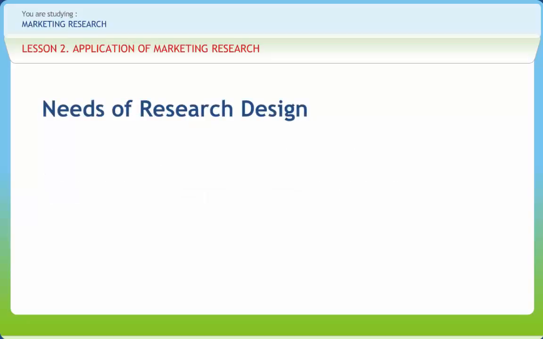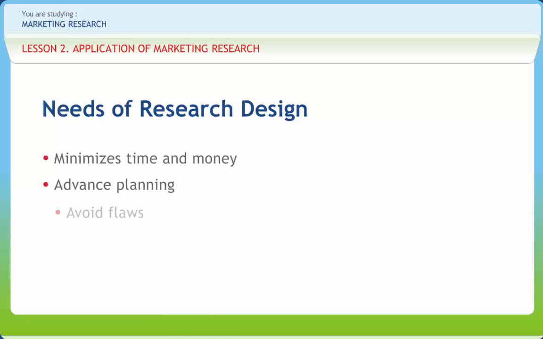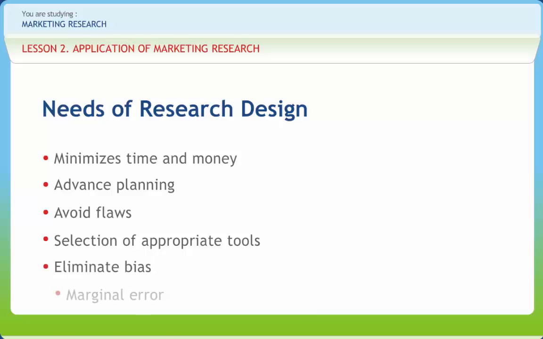Marketing research plays a key role in the marketing system. It provides data on the effectiveness of the marketing mix and insights for changes. Marketing research is a main data source for management information systems and DSS. Research design minimizes time and money, and includes advanced planning. It avoids flaws and helps in selection of appropriate tools, eliminates bias and marginal error.